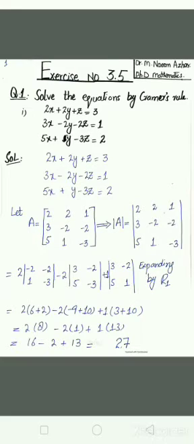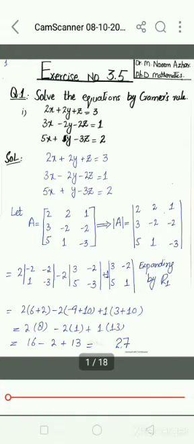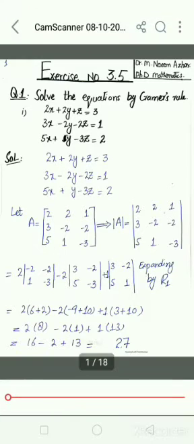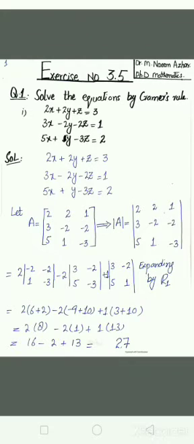So we learn the method of Cramer's rule on question number 1 part 1. The given system is 2x plus 2y plus z is equal to 3, 3x minus 2y minus 2z is equal to 1, and 5x plus y minus 3z is equal to 2. These are three linear equations, and they are simultaneously solved. So this is a system of linear equations.